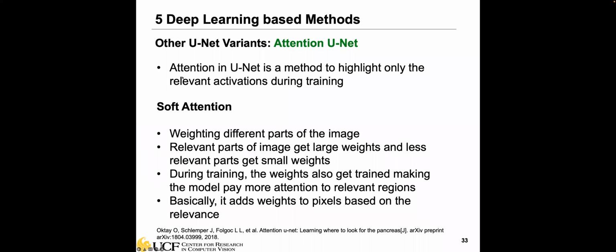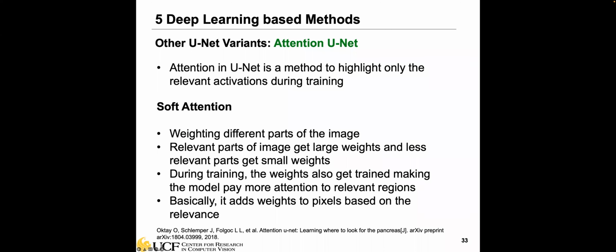So that's kind of based on the definition of attention, right? We want to pay greater attention to only relevant regions. We want to suppress, or pay less attention to, or ignore some of the regions which are not relevant or not useful, okay? And so they're using this soft attention, right? Basically, weighting different parts of the image. Relevant parts of the image will get larger weights and less relevant parts will get small weights.